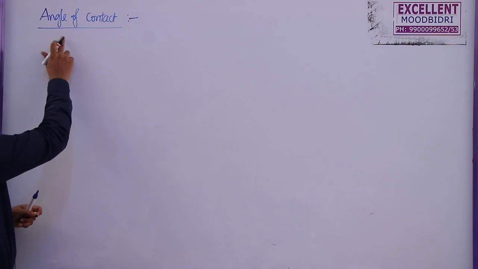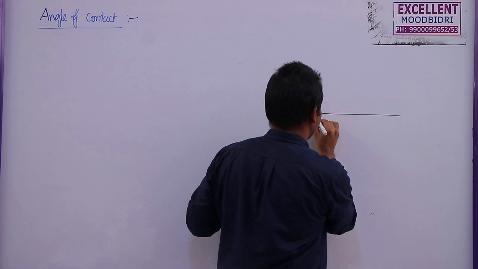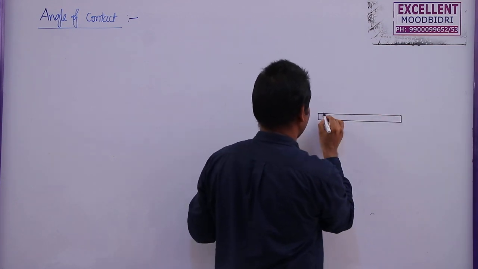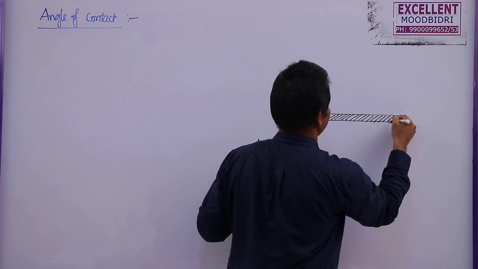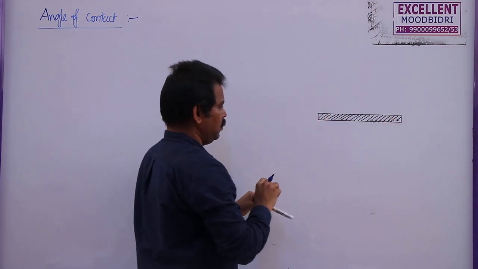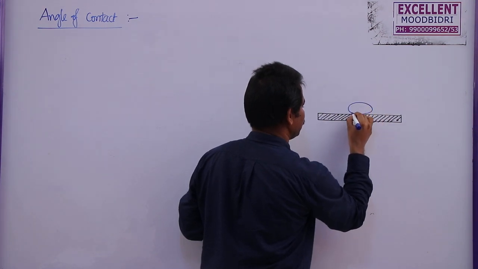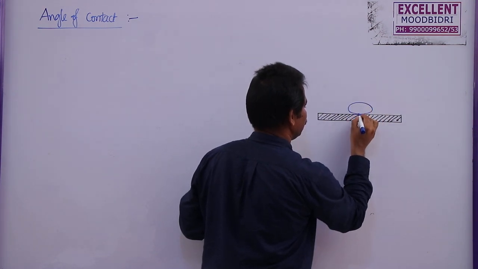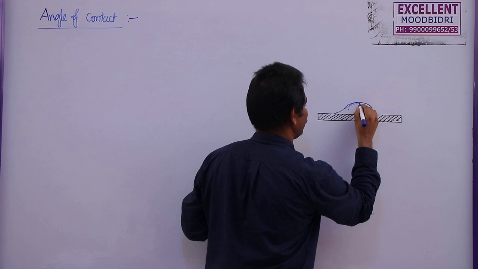Topic, angle of contact. If you take a solid surface here, a glass slab for example, and if you keep one water drop here, generally the water drop spreads on this glass slab like this.